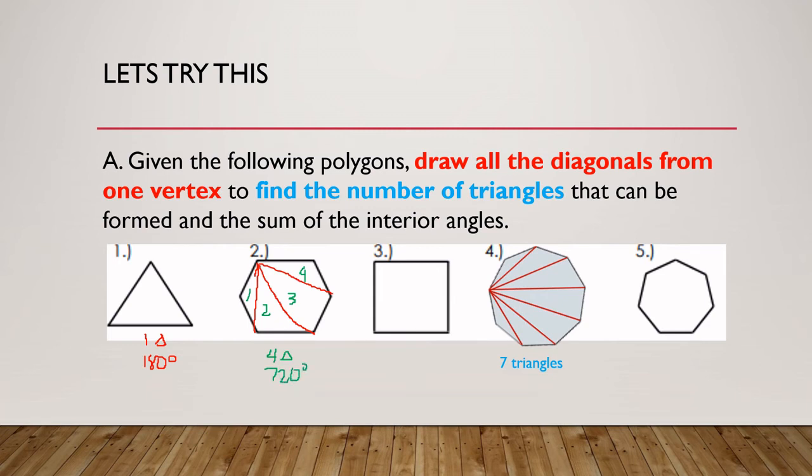Okay? Let's say for example, number 4. This is a nonagon. So if we draw a diagonal from one vertex, we can form how many triangles? We have 1, 2, 3, 4, 5, 6, 7. Okay, so 7 triangles. So what is the sum? So 7 times 180 degrees.